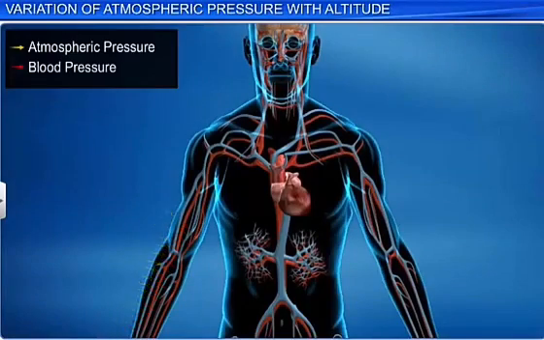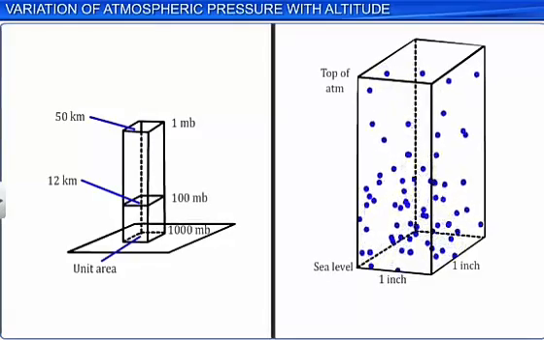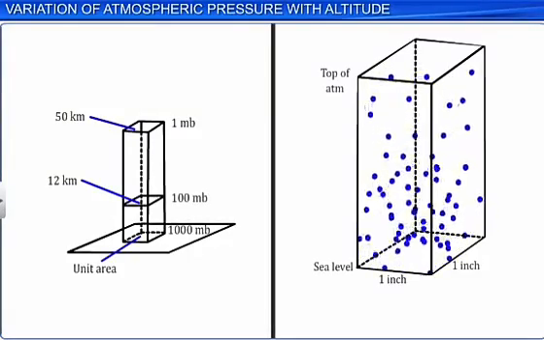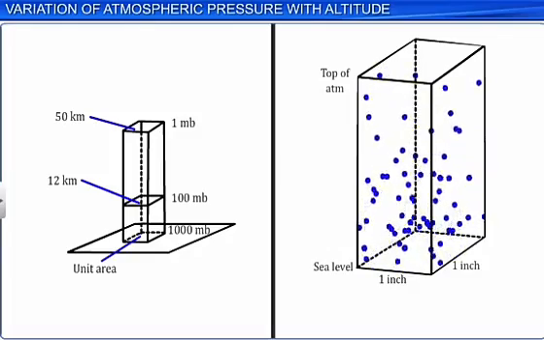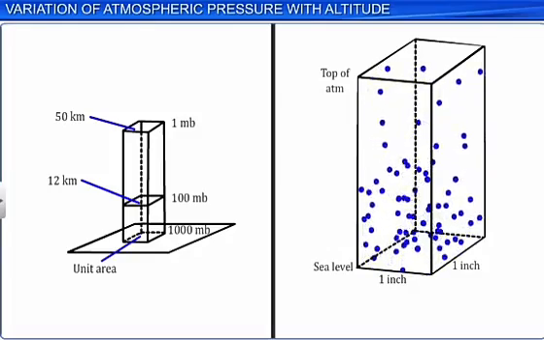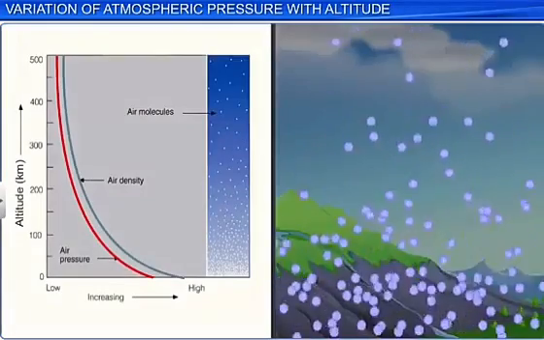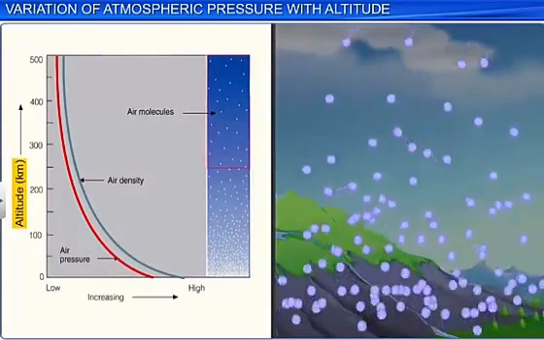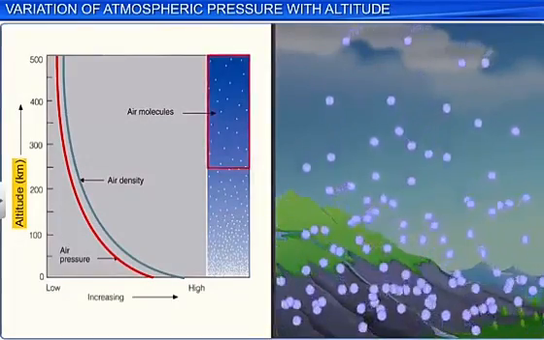Although air exerts pressure on our body from all sides, we are not aware of it because the blood in our body exerts an equal and opposite pressure from the inside. Air pressure decreases at higher altitudes because the height of the air column decreases, which causes a linear decrease in air pressure. Air pressure decreases at higher altitudes also because the density of air decreases.